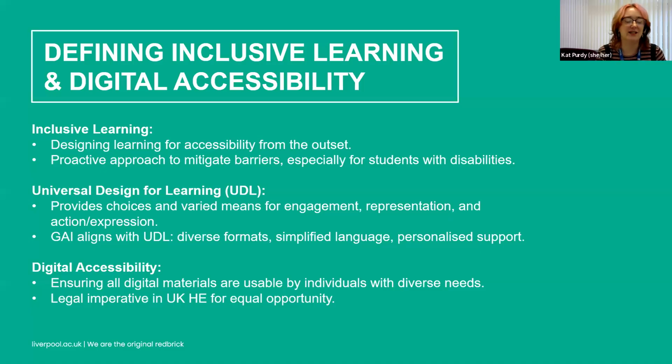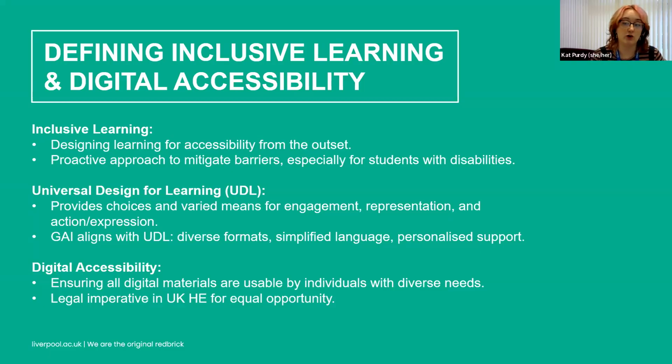Before we begin, let's quickly define some key terms we're going to be discussing today. So inclusive learning. This is about being proactive. It's designing for everyone from the start and not just making changes later on. So when we design for disabled students, it benefits everybody.